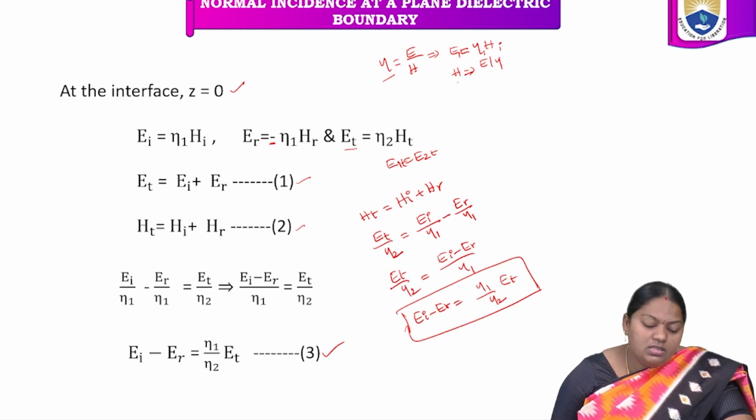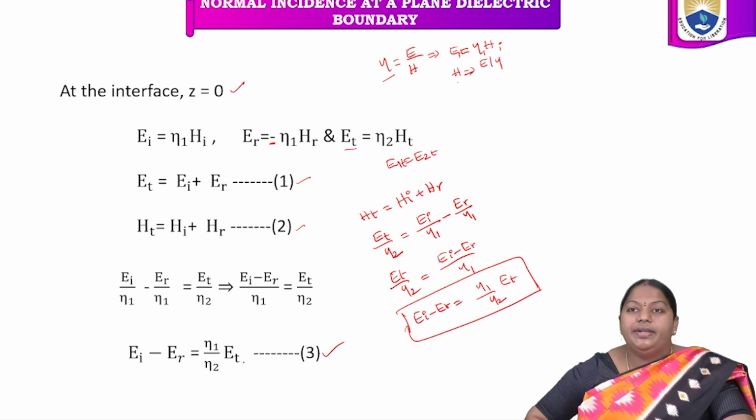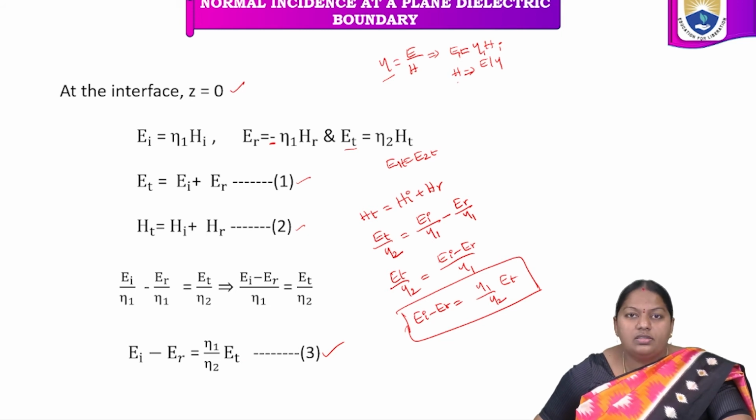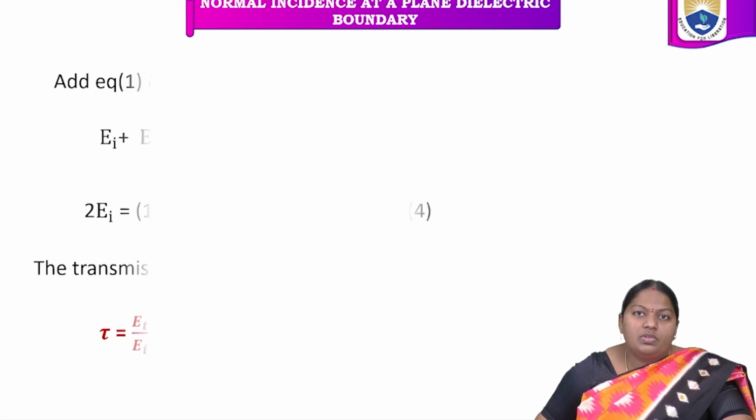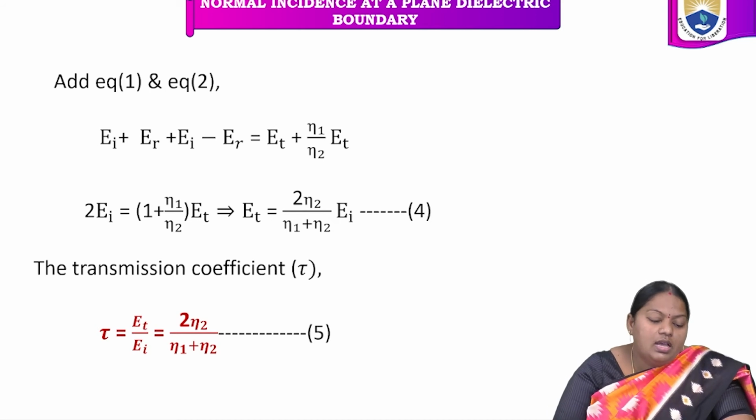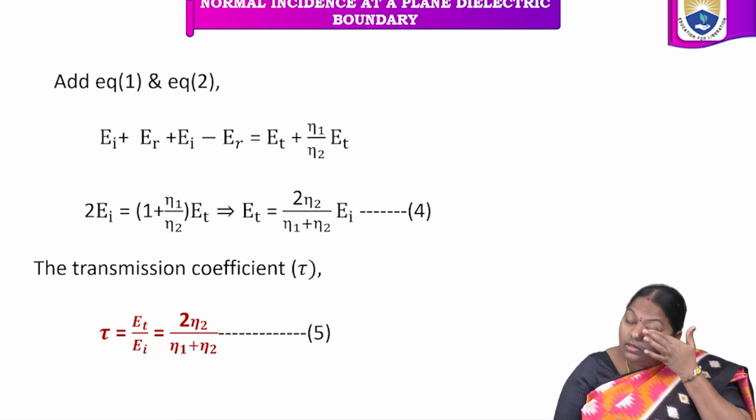Now, keep in mind this ET equals EI plus ER, and HT equals HI plus HR, and EI minus ER equals eta 1 by eta 2 into ET. Right? So, in order to write the equations for the transmission coefficient tau and the reflection coefficient gamma, we will consider these 3 equations. Right? So, from these 3 equations, first add equation 1 and equation 2.